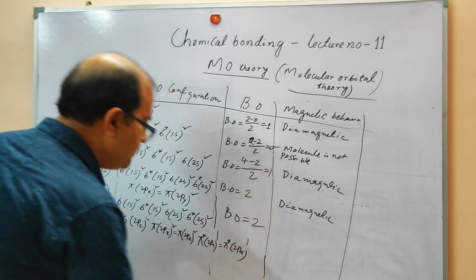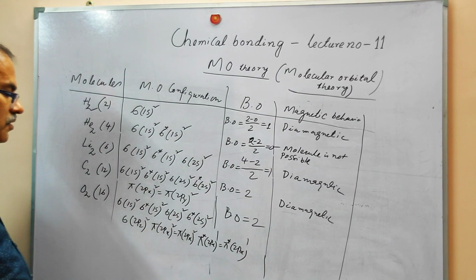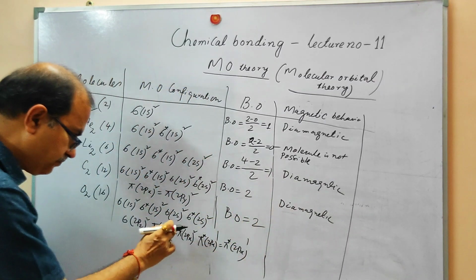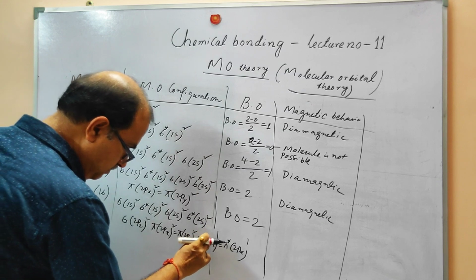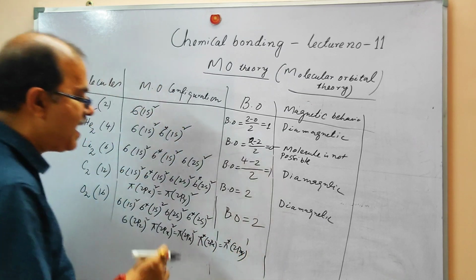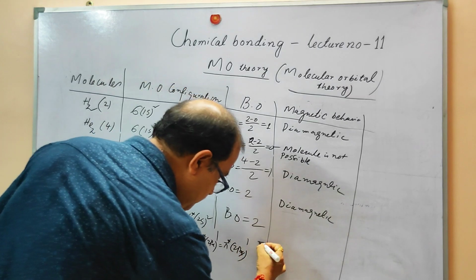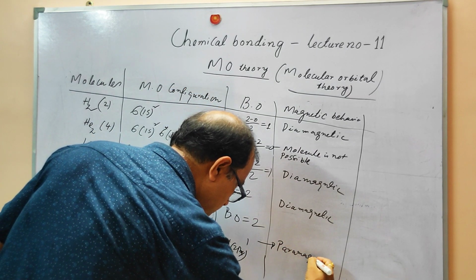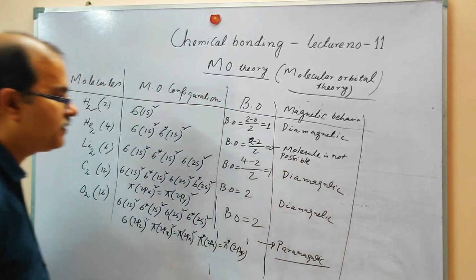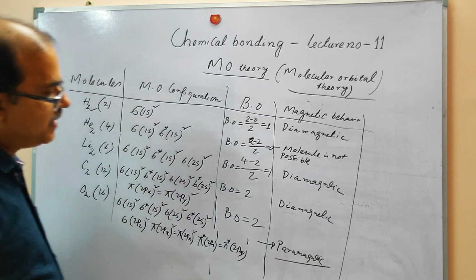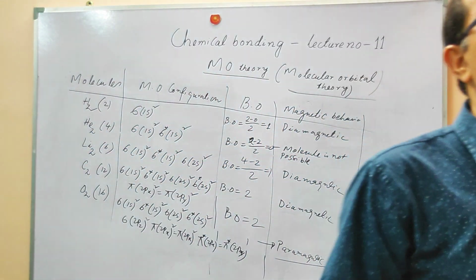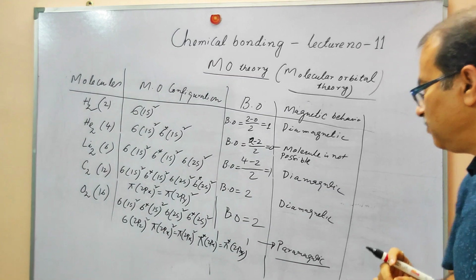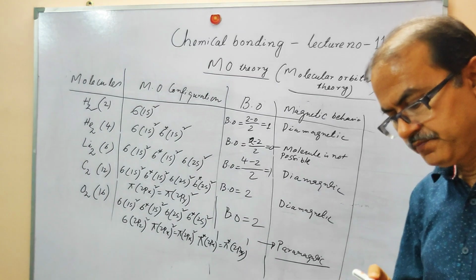So you can see that this is different from the other electronic configurations. Here you can see the pi star 2px and 2py orbitals have been singly occupied. That is, it is paramagnetic. Okay. So in this way we are able to write the electronic configuration of the molecular orbitals. I think that is clear to you.